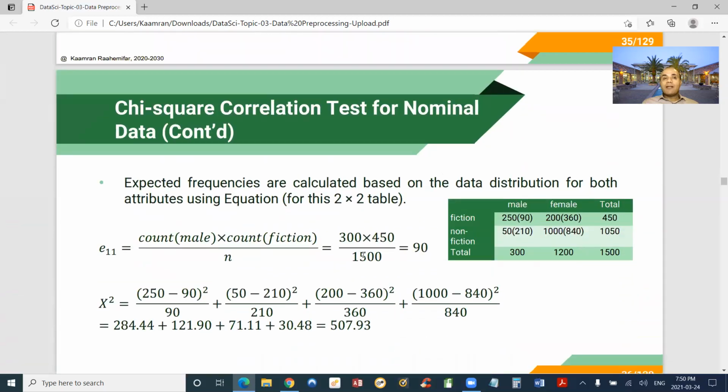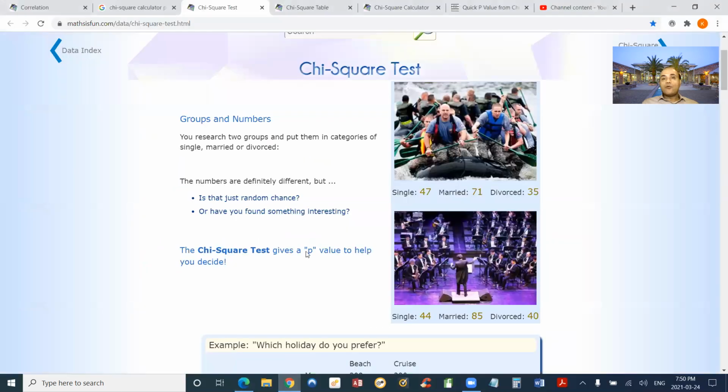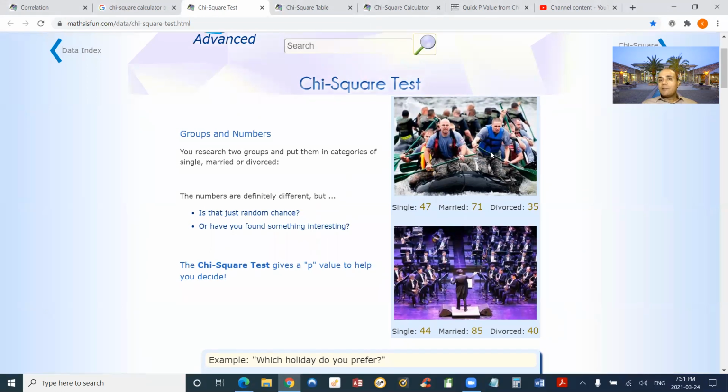I want to give you an example, and in order for me to give you an example, I want to talk to you about this informative website, mathisfun.com, and that's interesting. So take a look at this picture. You take a look at this one. This is kind of a boating or boat racing.